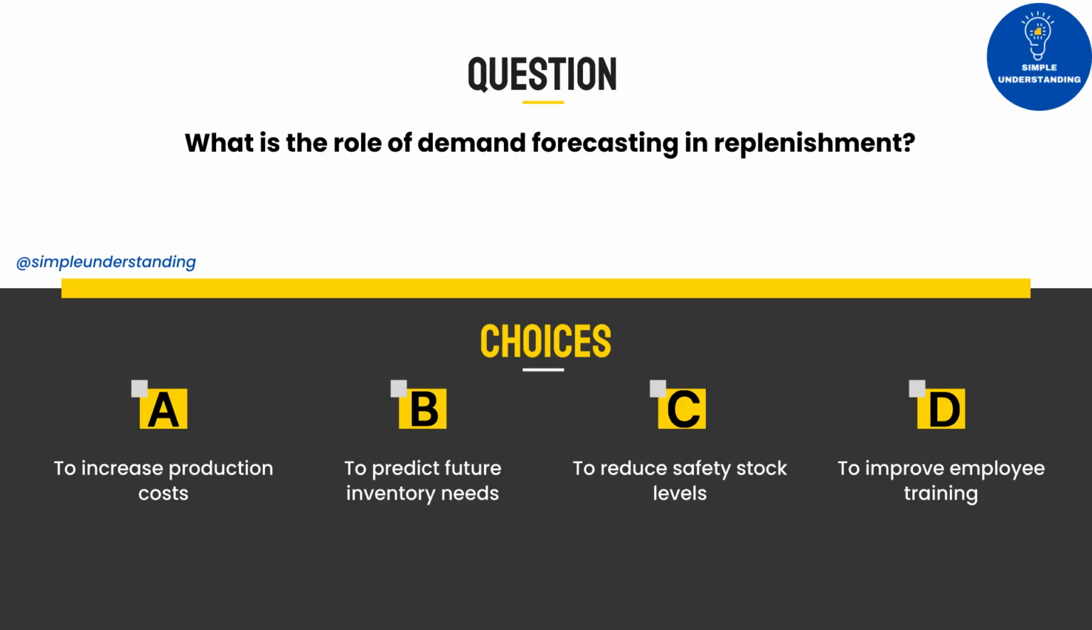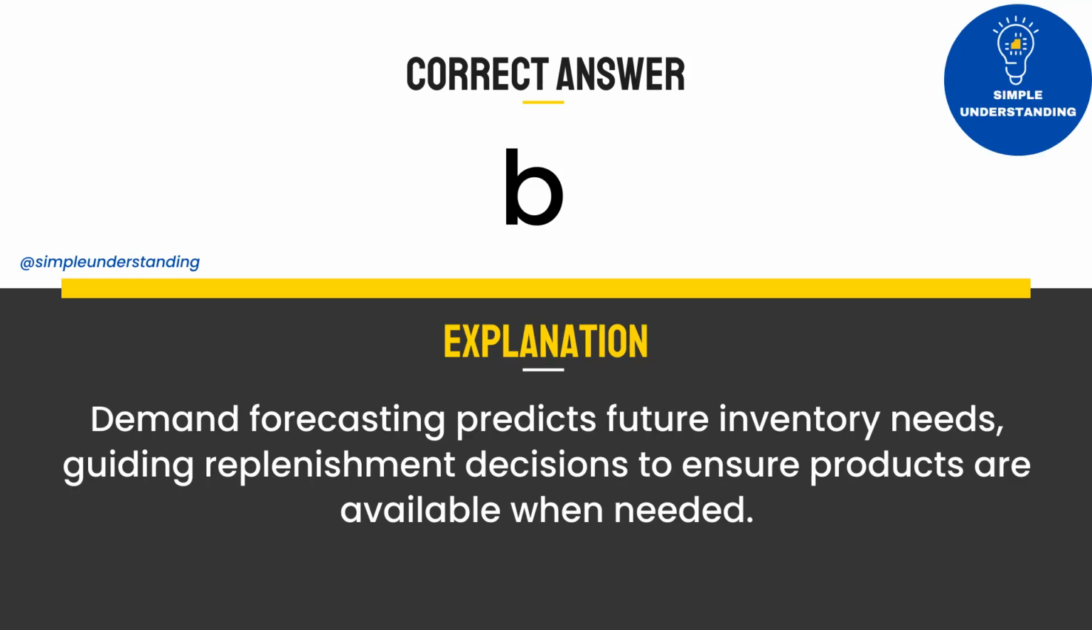10. What is the role of demand forecasting and replenishment? A. To increase production costs. B. To predict future inventory needs. C. To reduce safety stock levels. D. To improve employee training. Correct answer: B. Overall explanation. Demand forecasting predicts future inventory needs, guiding replenishment decisions to ensure products are available when needed.